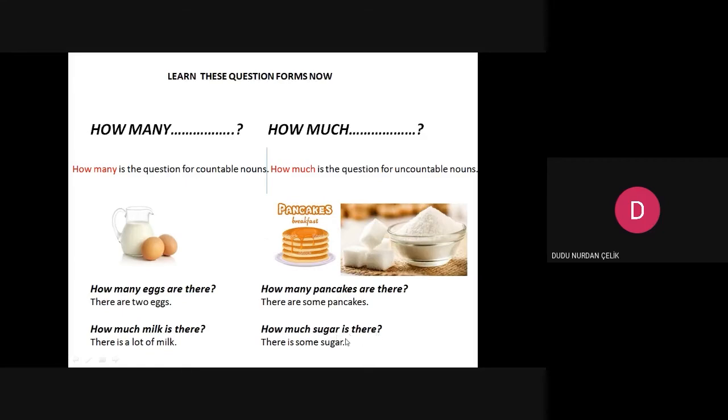And the question form is singular. How much sugar is there? There is some sugar. Or you can say there is a lot of sugar. Or you can say there is a bowl of sugar.